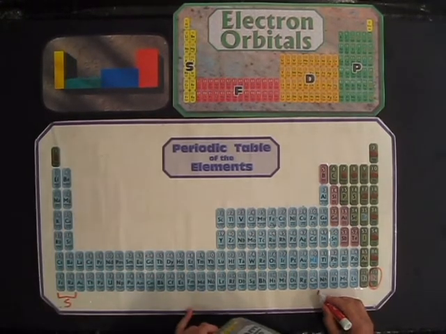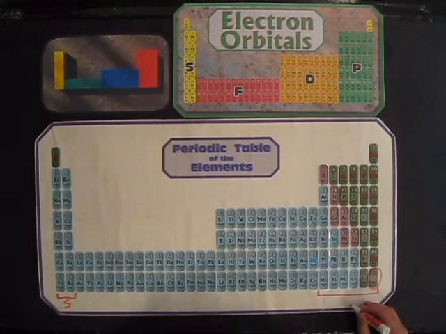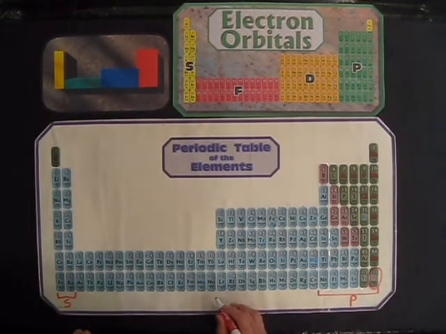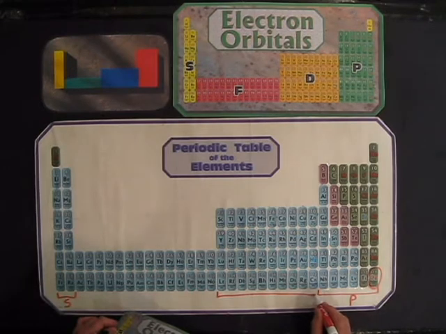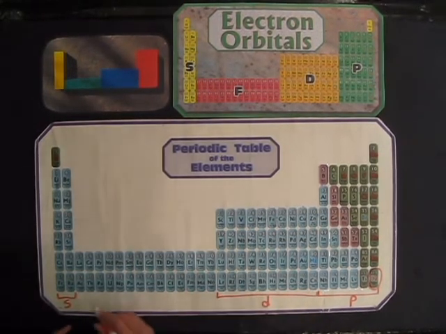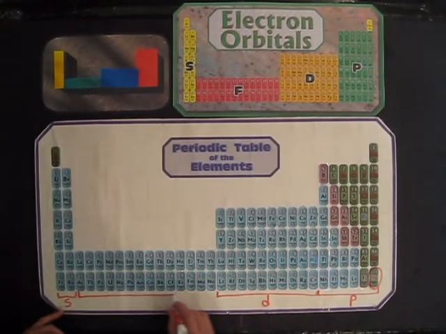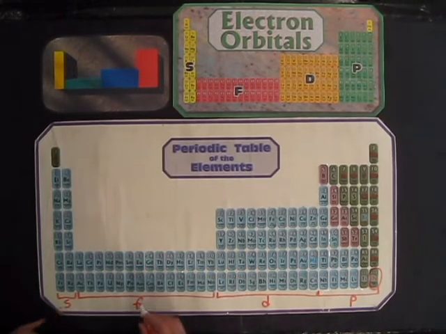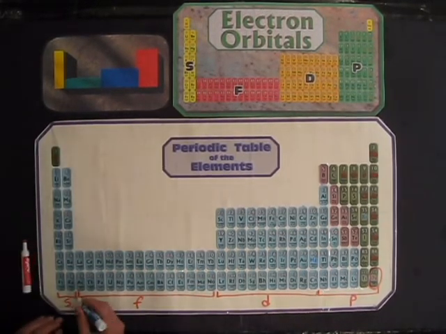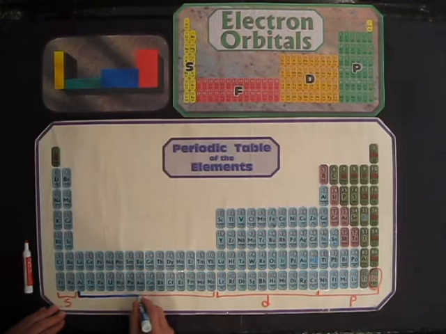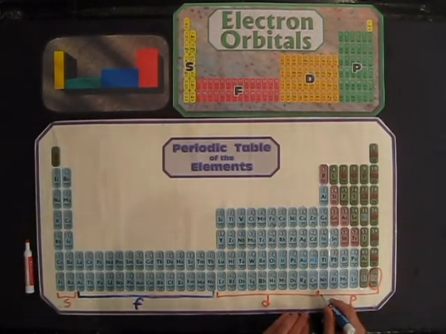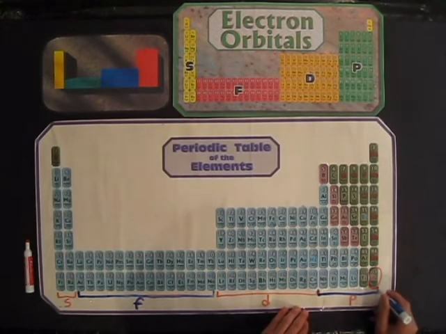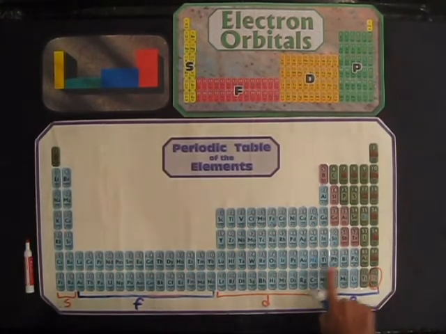And then right here, we've got what is called the p block. And then from here to here, we've got the d block. And finally, we've got the f block. So maybe I should make every other one blue so you can see the difference. There's the f block. Also notice that the p block is 6 wide.